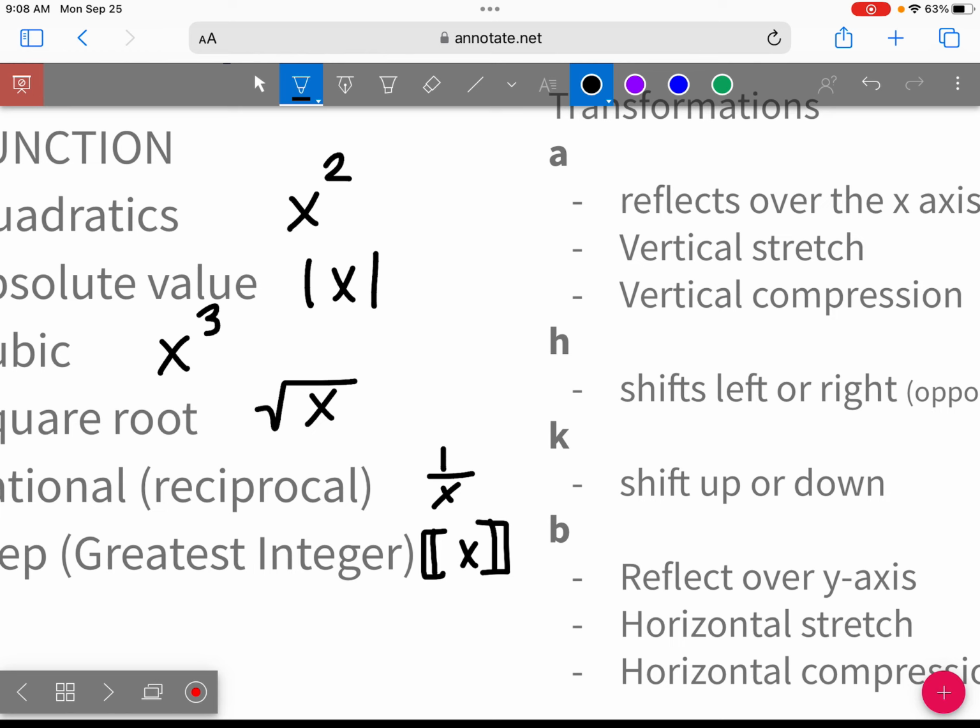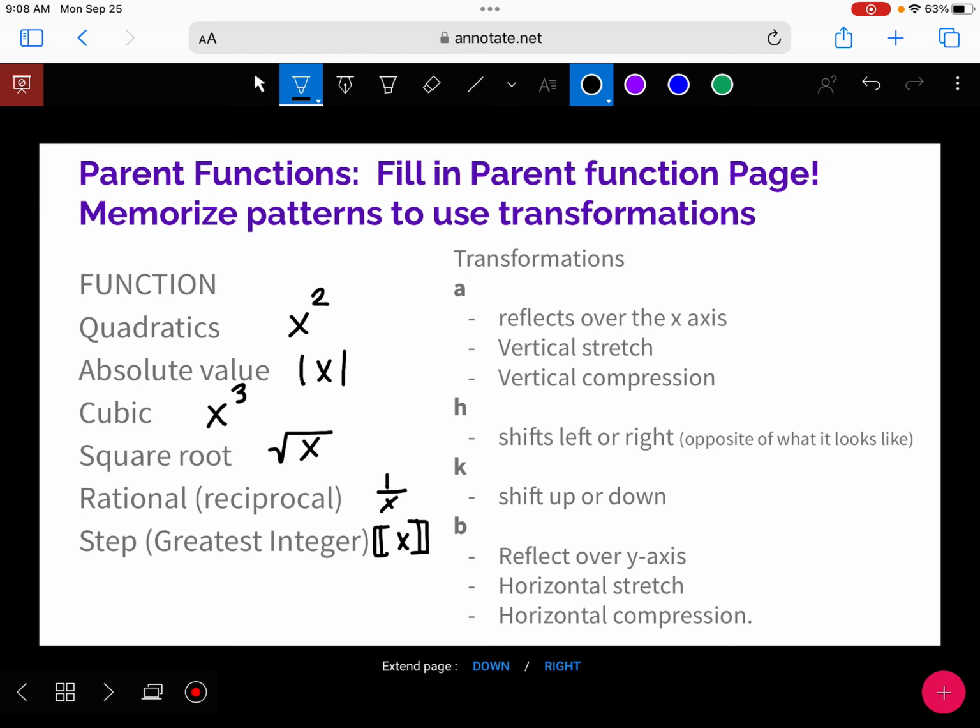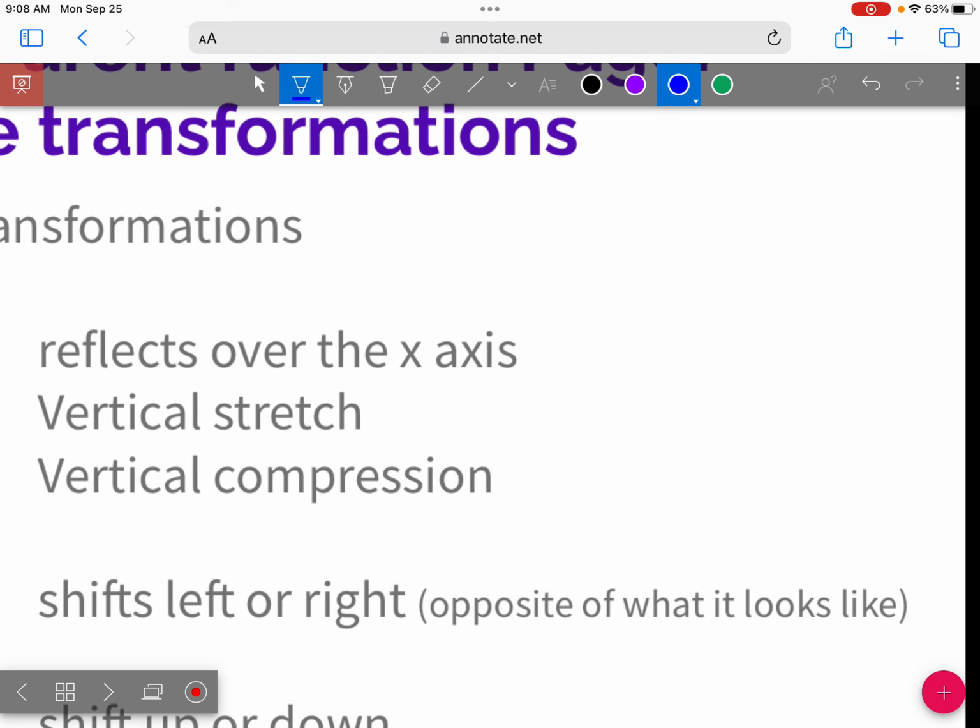All right. So the parent function thing, you should be able to kind of fill in. The parent function page just kind of is to remind you of those things. I think we actually took this from Algebra 2 because it is missing where all those B's are. It has A, H, and K on them.